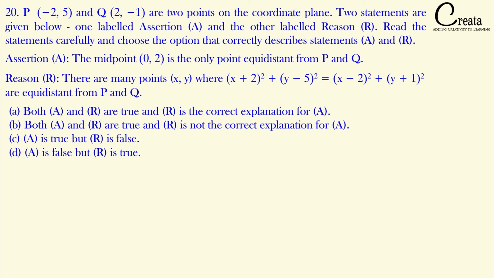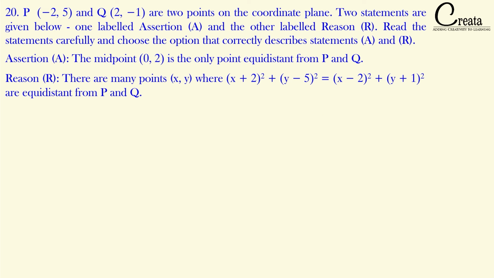So this is the question. Pause the video and try to solve this question on your own. So let's approach this question. In this question, 2 points are given, point P and point Q. Point P is minus 2, 5 and point Q is 2, minus 1.